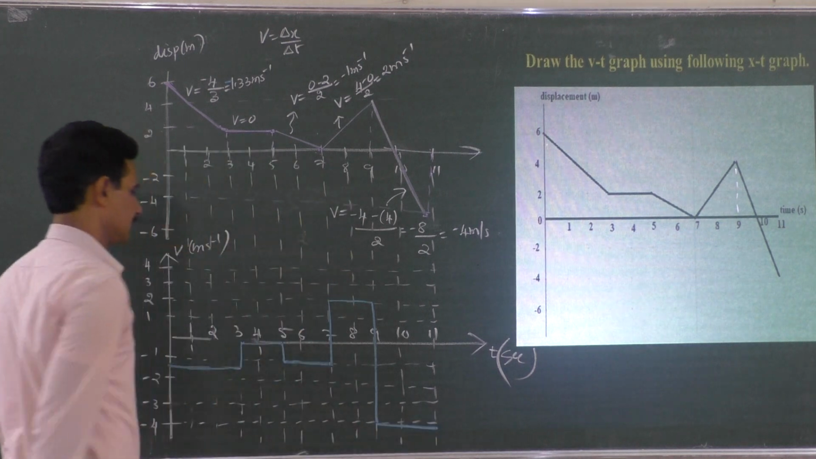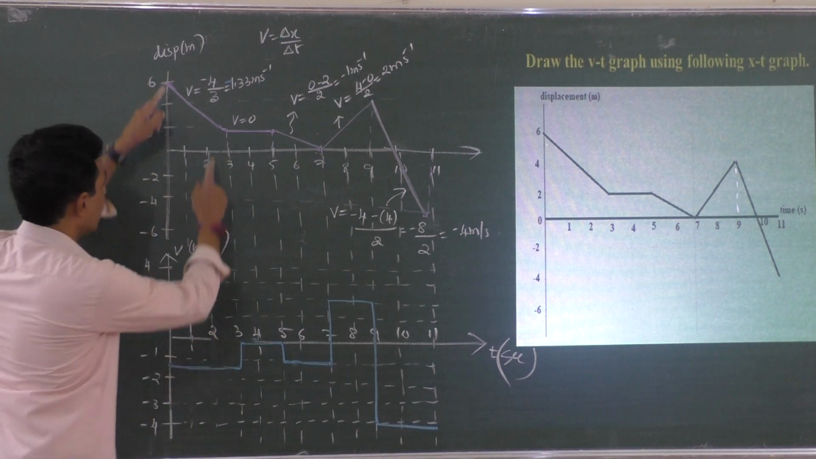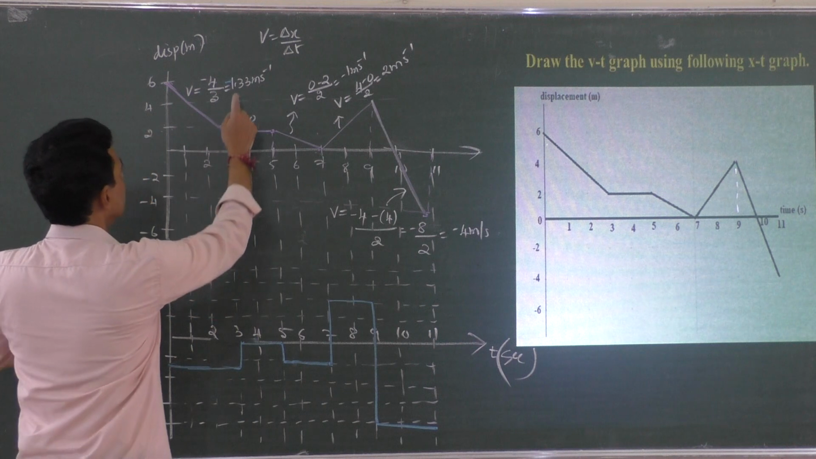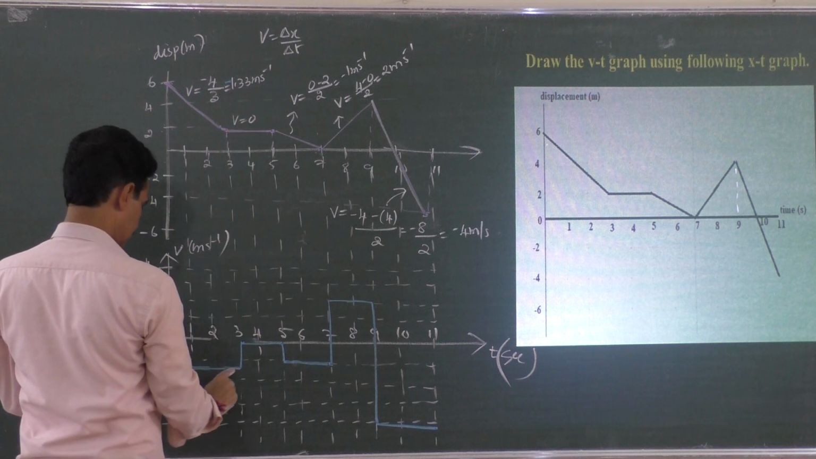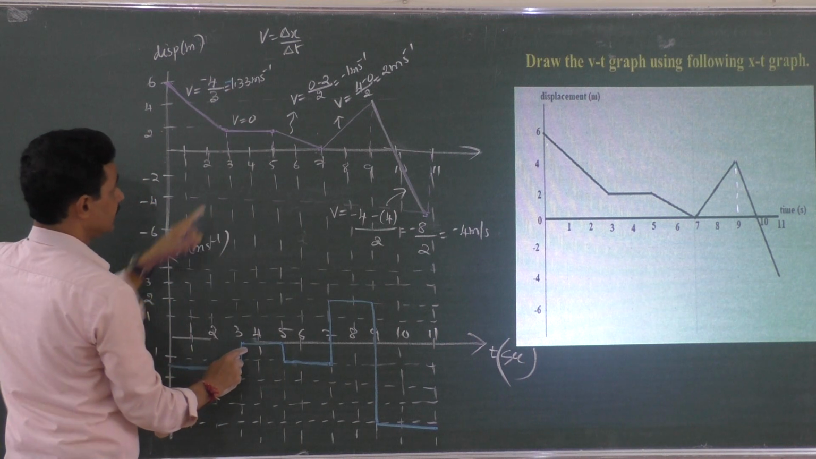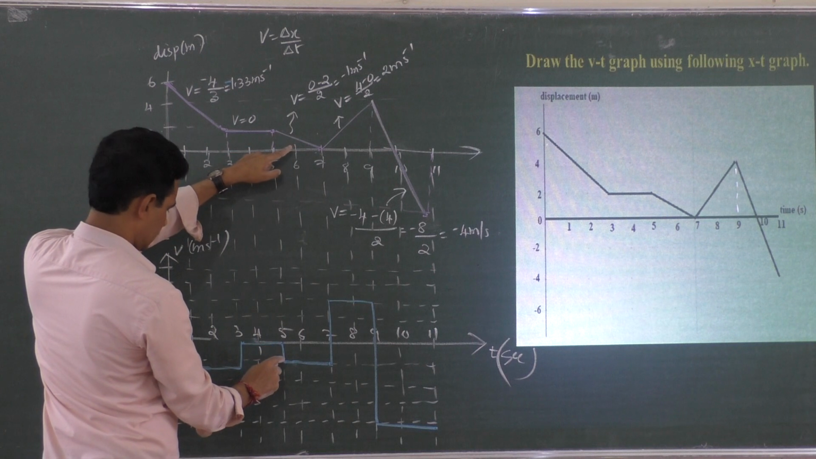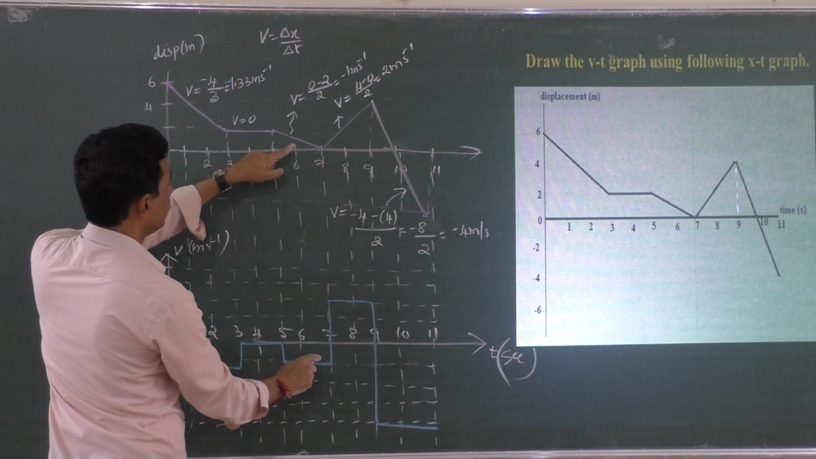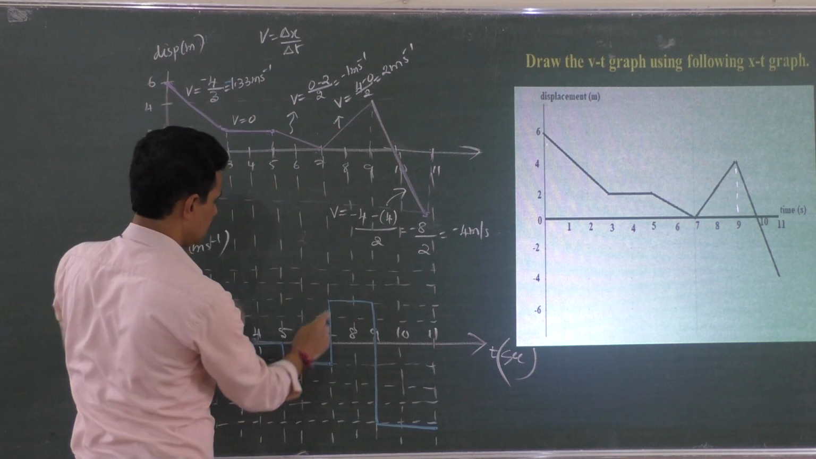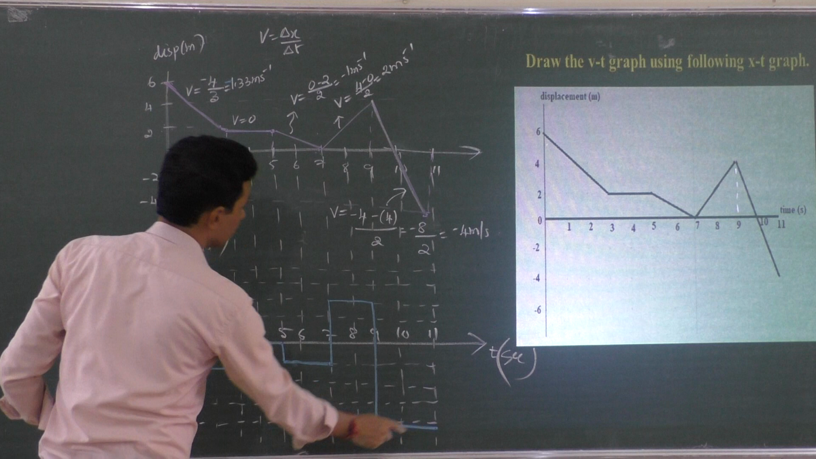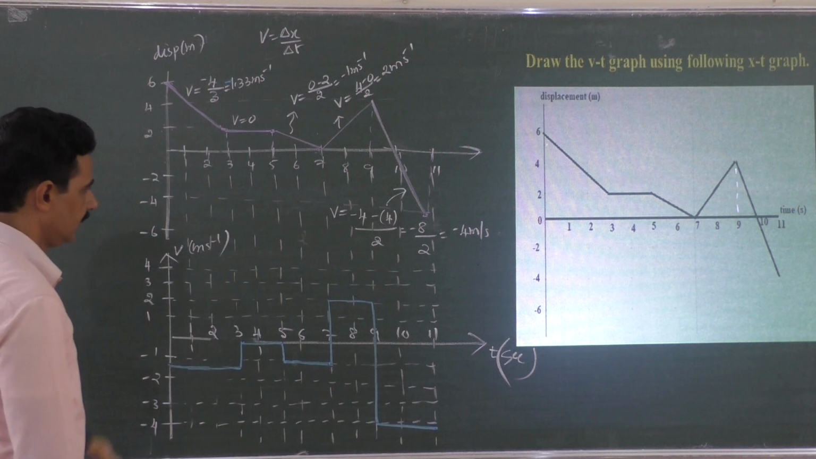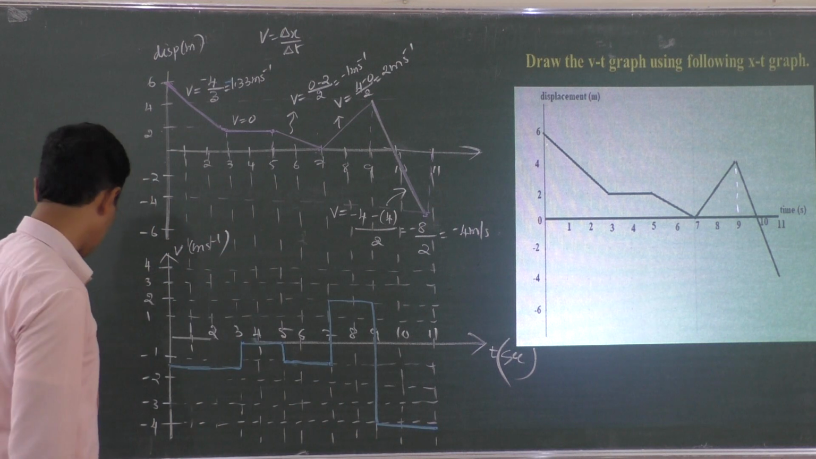Yes, this is the graph. Right? First up to the third second, 3 seconds, minus 1.33, just more than 1. Then 0, constant position. Then velocity again minus 1 meter per second. Then plus 2 meter per second increased. Then sudden decrease to minus 4 meter per second. This is the position time graph.